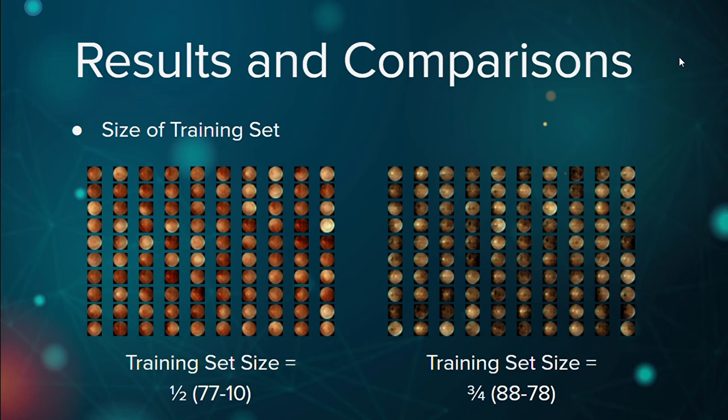So the images generated when the training set size is equal to half, which is 50%, are shown on the left, and the images generated when the training set size is equal to 3 by 4, which is equal to 75% of the data set, are shown on the right. As we can see, the images on the left seem to be a lot clearer than the ones shown on the right.